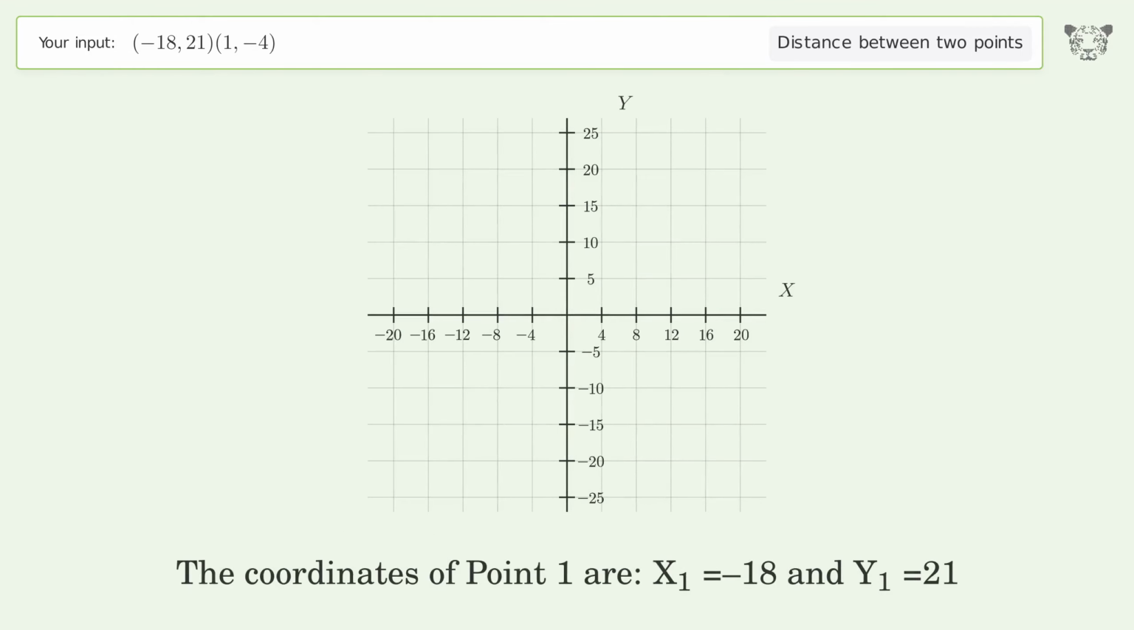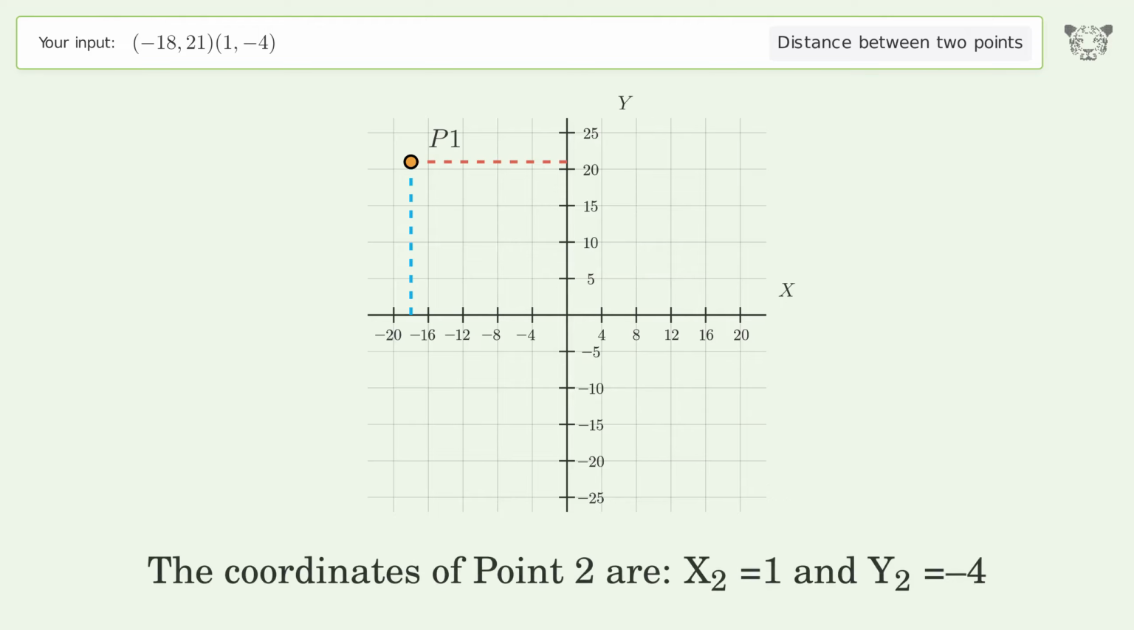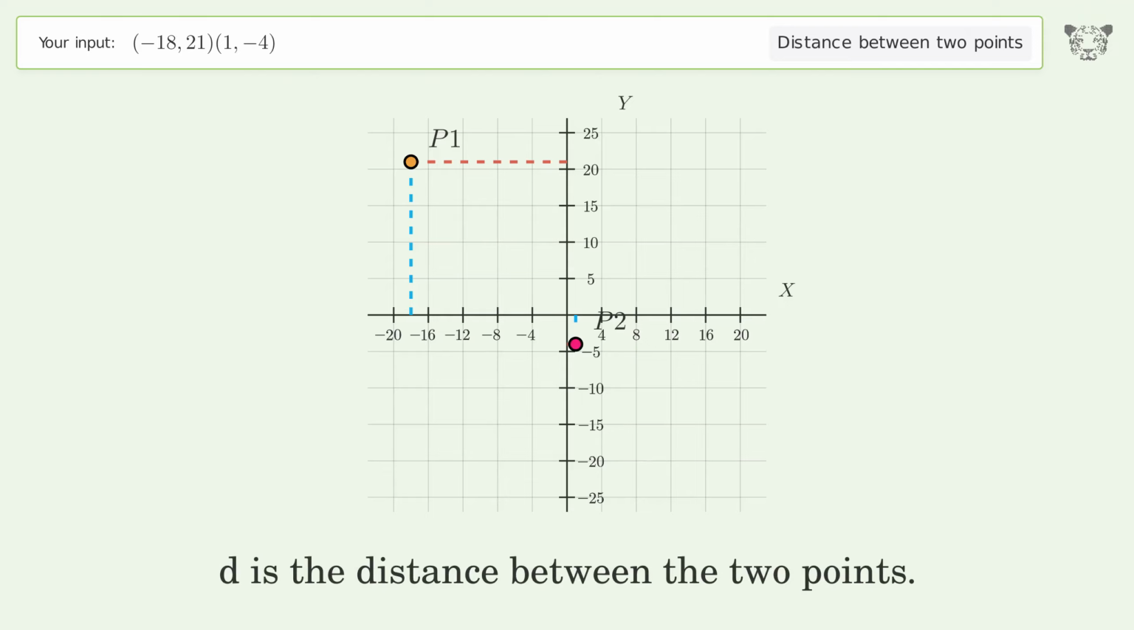The coordinates of point 1 are, x1 equals -18 and y1 equals 21. The coordinates of point 2 are, x2 equals 1 and y2 equals -4. D is the distance between the 2 points.